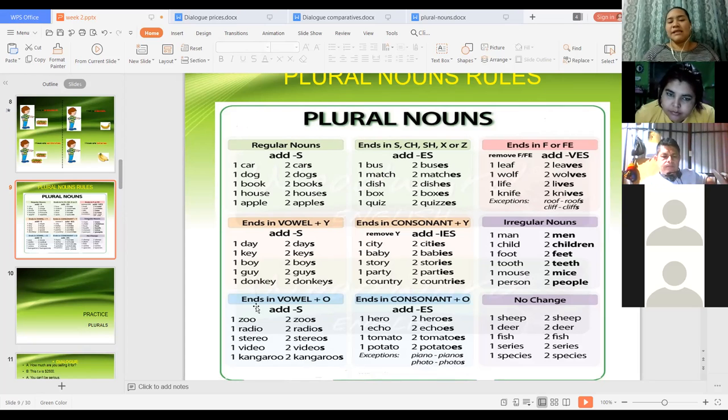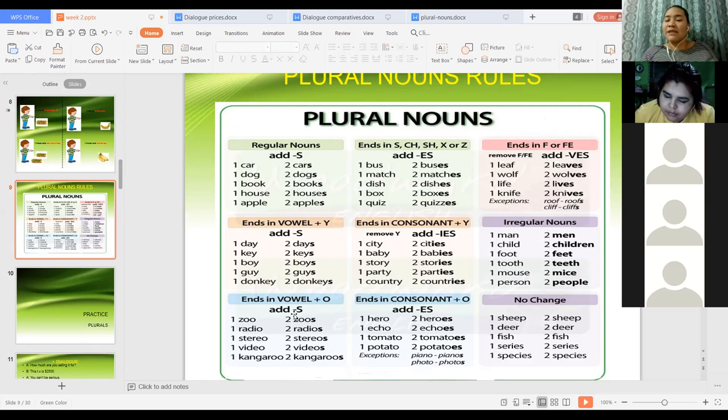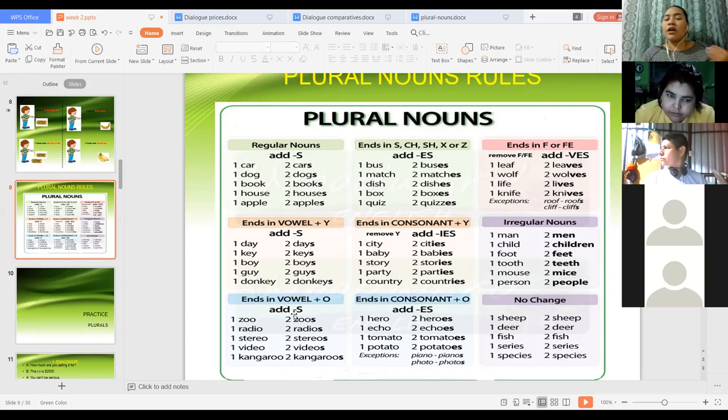Let's see vowel plus O. Tenemos lo que sería en este caso acá, que sería la vocal más una O. Entonces, cuando nosotros tenemos nombres terminados en O, ya no es como en la regla del presente simple, que usted le agrega ES. You are going to just only add S. En este caso solamente va a agregar la S. Entonces para decir un zoológico, nosotros decimos one zoo. Y para decir dos zoológicos, nosotros decimos zoos. ¿Verdad? Zoos.